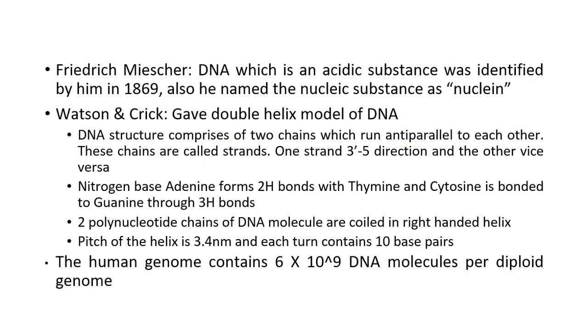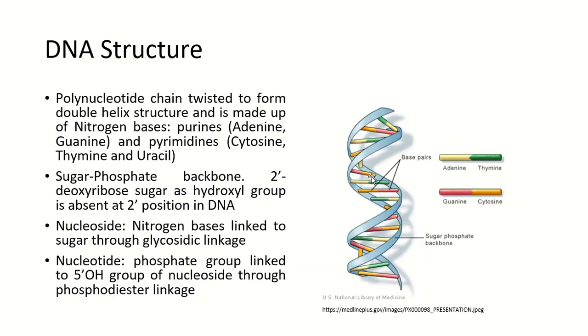Now, Frederick Miescher is the one who identified DNA in 1869, and he named the acidic nucleic substance as nuclein. So earlier DNA was known as nuclein. Watson and Crick gave the double helix model of DNA, which we have just discussed. So DNA structure comprises two chains which run anti-parallel to each other, both the sugar phosphate backbone. So one is 3' to 5' and the other goes in the 5' to 3' direction.